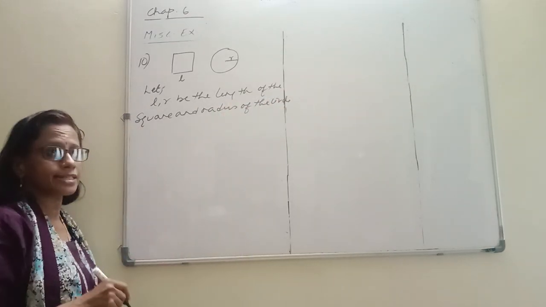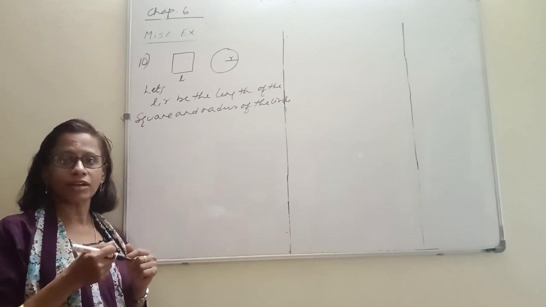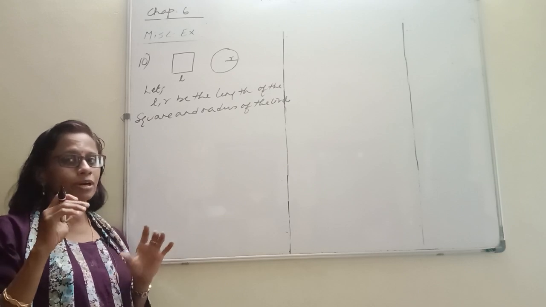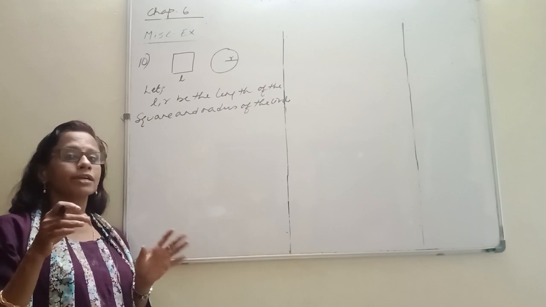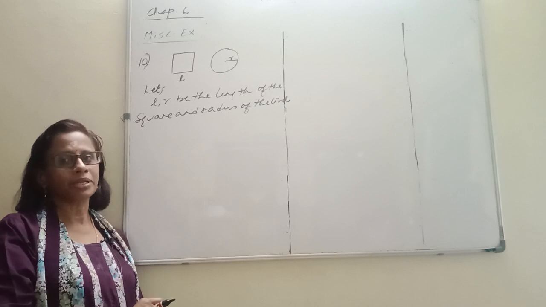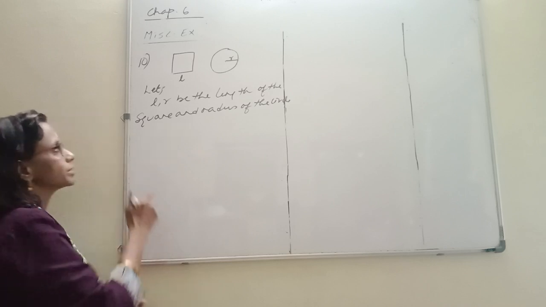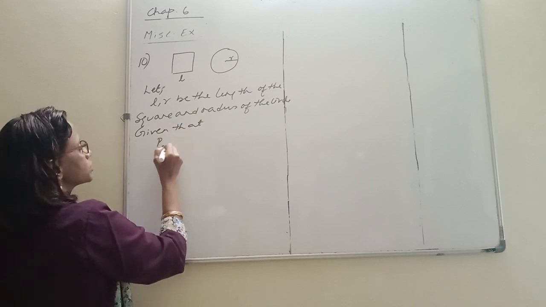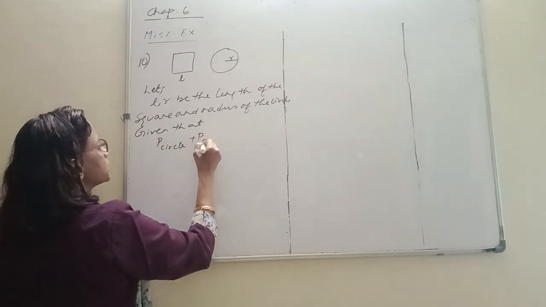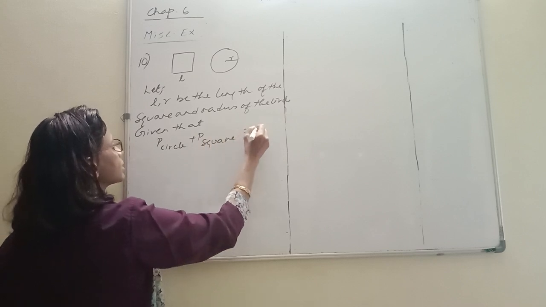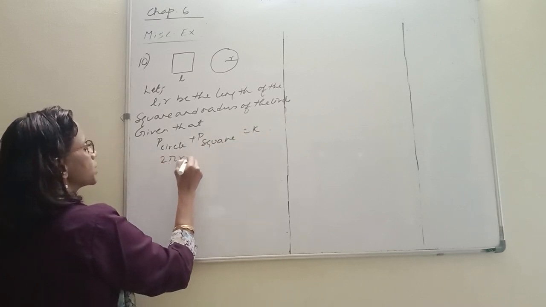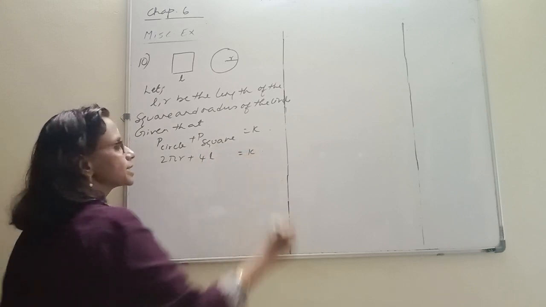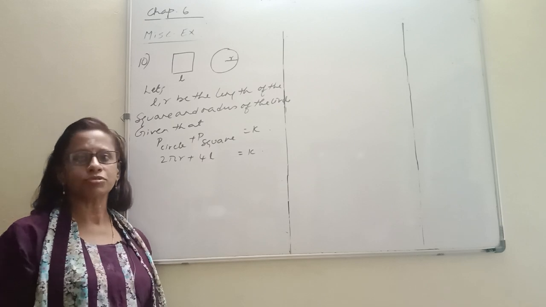In the exercise, they had told us that there is a wire which is bent and all that. We didn't know directly that it is a perimeter. Unless you think properly, you won't come to know that it's a perimeter. But here they are bluntly telling that the sum of the perimeters is k. That makes things much simpler. So given that the perimeter of the circle plus the perimeter of the square is k. Perimeter of the circle we all know is 2 pi r, and perimeter of the square we all know is 4l, equal to k.